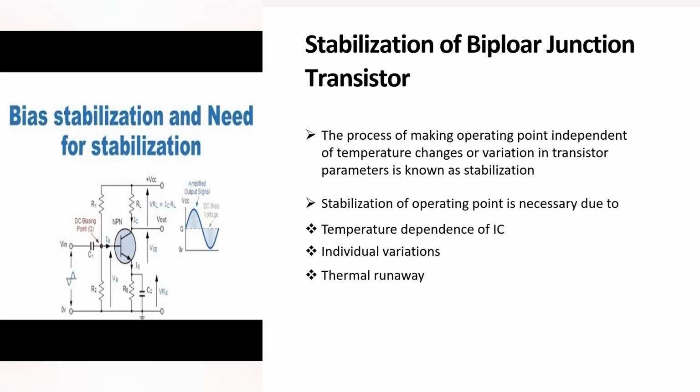Next, I am talking about the stabilization of a bipolar junction transistor. The process of making the operating point independent of temperature changes or variation in the transistor parameters is known as stabilization. The stabilization of the operating point is necessary due to the temperature dependence of IC, individual variations, and thermal runaway.